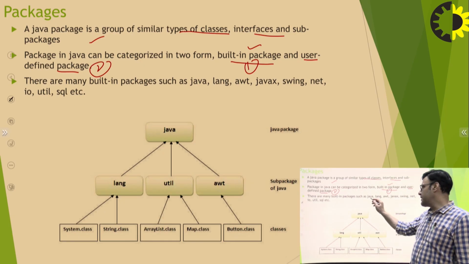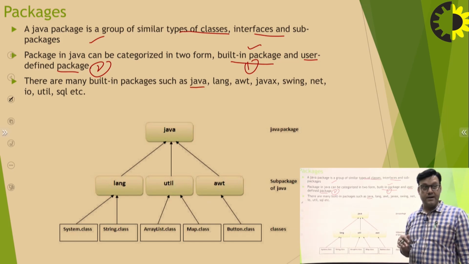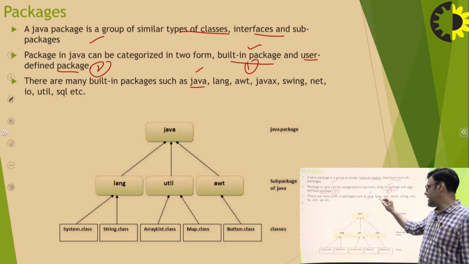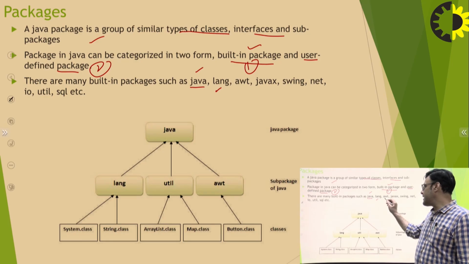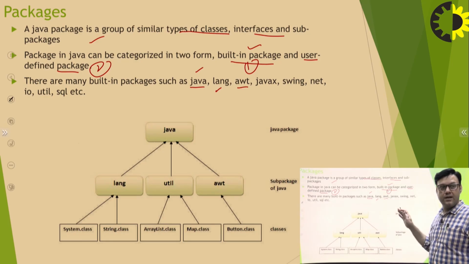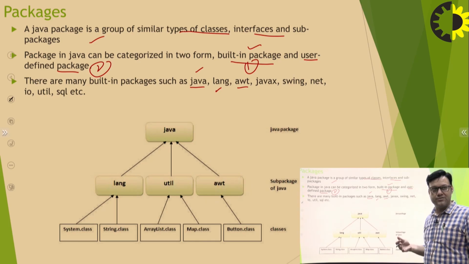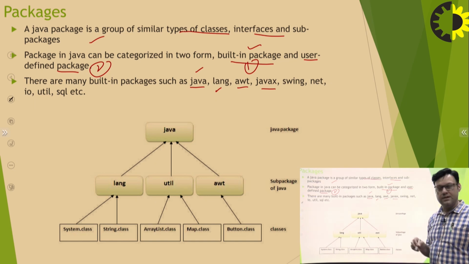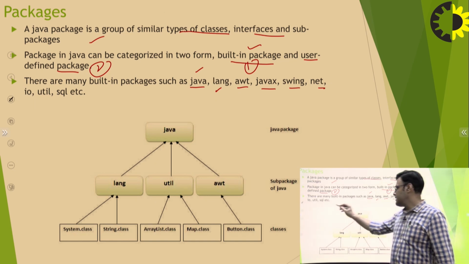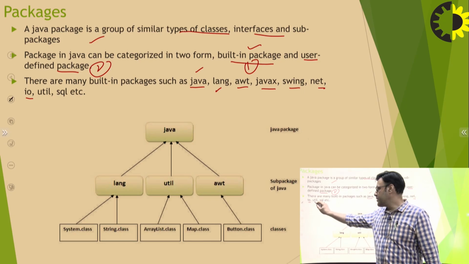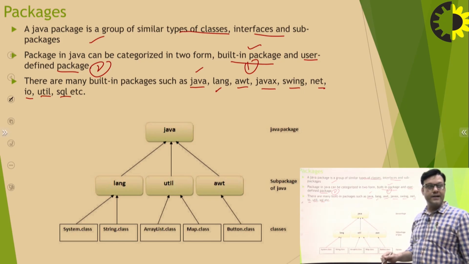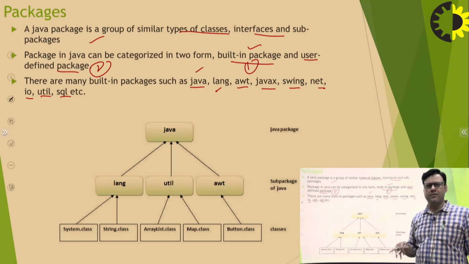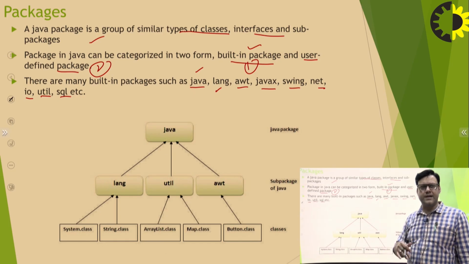So what are the built-in packages? For example, in Java there is a package named java. Then the lang package, and the abstract window toolkit AWT package, which includes all the classes and methods that help in implementing AWT. Then applet, javax, swing, net, io, util, and sql for handling databases. These are some of the built-in packages, and there are a number of them. When you go deep inside programming, you will come to know.